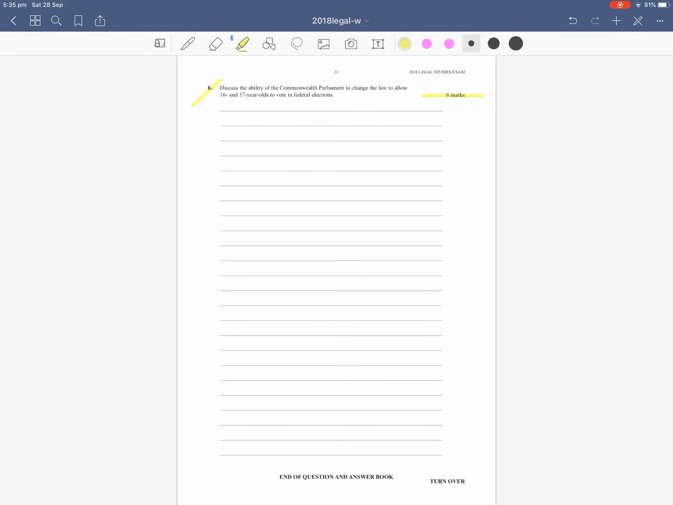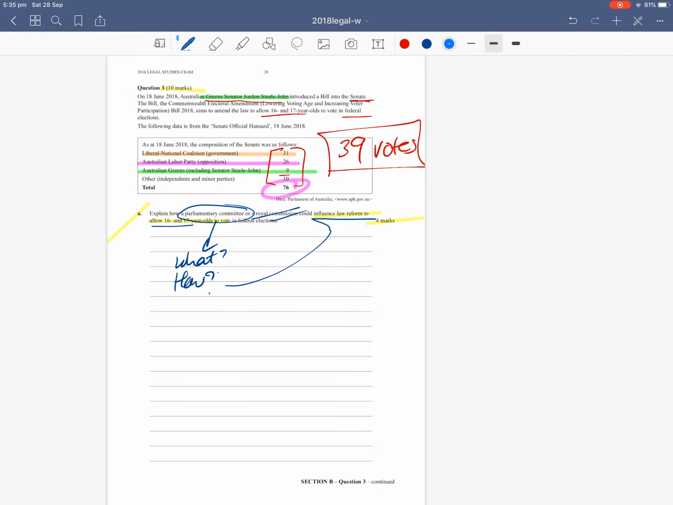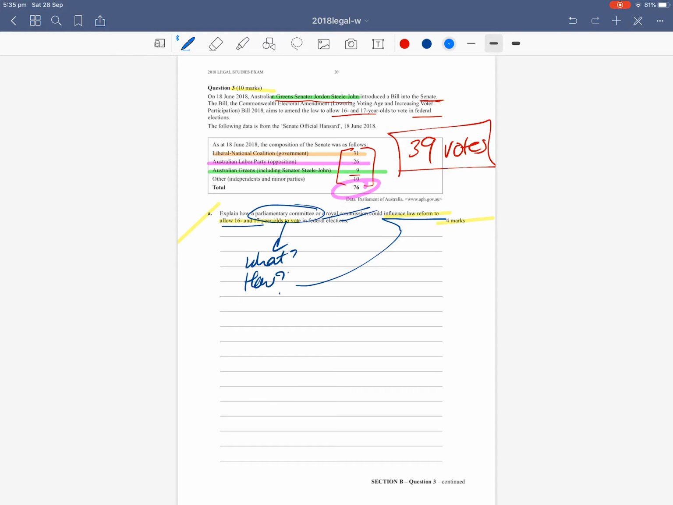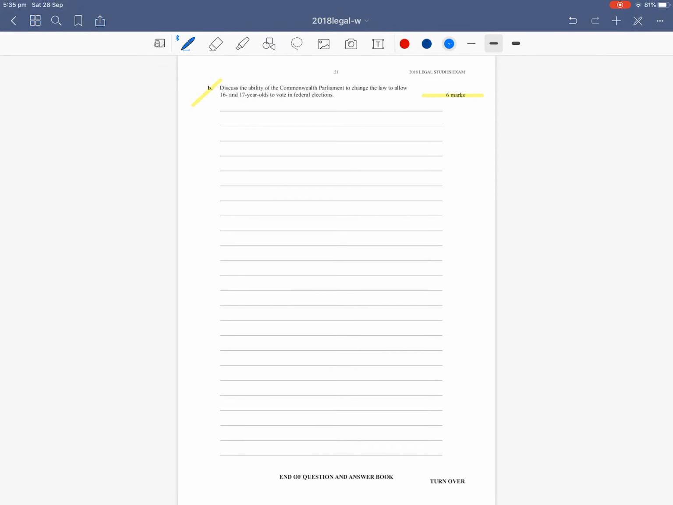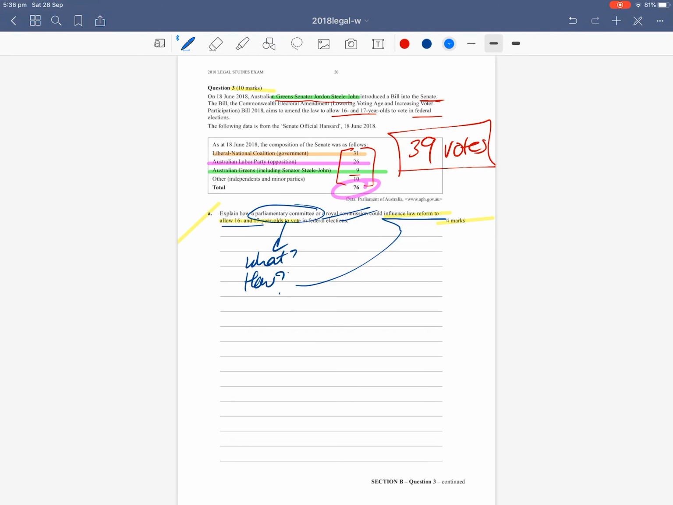So let's look at the very last question here, which is: discuss the ability of the Commonwealth Parliament to change the law to allow 16 to 17-year-olds to vote in the federal elections. Now, initially, when you look at this question, you might be like, whoa, what does this question want me to talk about? When you're in doubt in situations like this, or just in anything in general in section B, just go back to the stimulus, okay? The question wants the ability of the Commonwealth Parliament to change it. I'm looking at this and I'm like, all right, to change it.